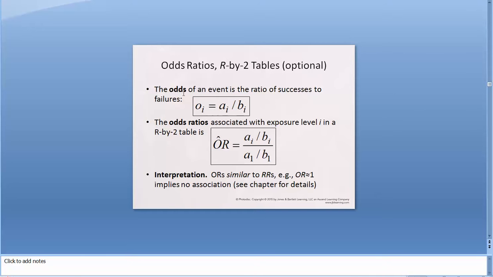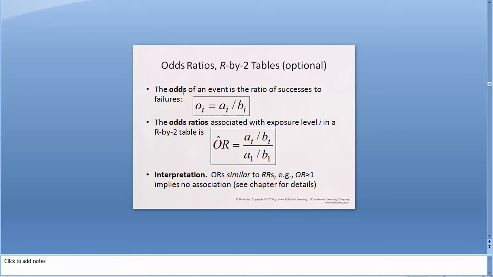So now, first of all, to define odds, we need to first define odds. The odds of an event, like odds of smoking or something, is equal to the number of successes divided by the number of failures. Okay, so this is for each group. Odds of an event. Event is a success. Now in the previous example it was smoking.